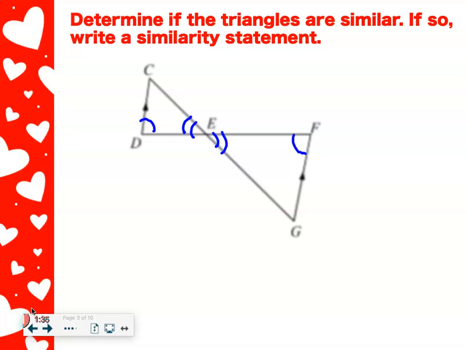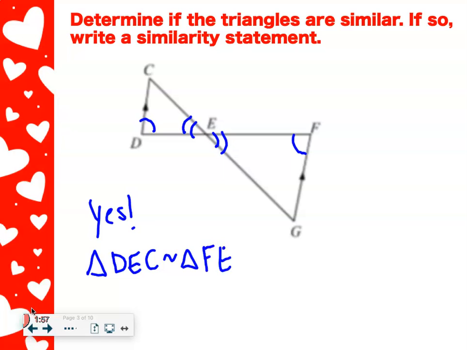They are similar because I have two pairs of angles that are congruent. And then we need to write a similarity statement. So if I said triangle BEC, you would say it's similar to what? What matches D? F. What matches E? E. G. Done. Not so bad, right? Pretty easy. We're just looking for angles today.